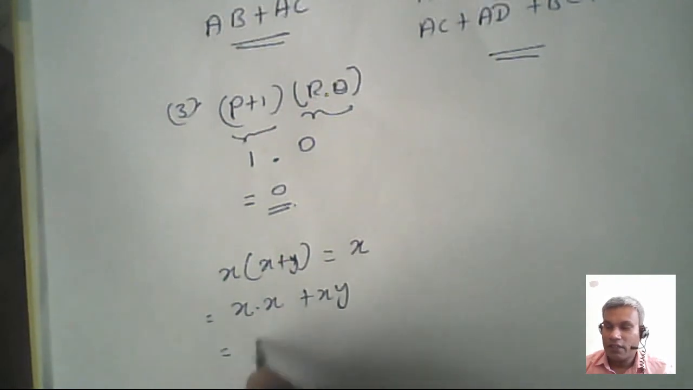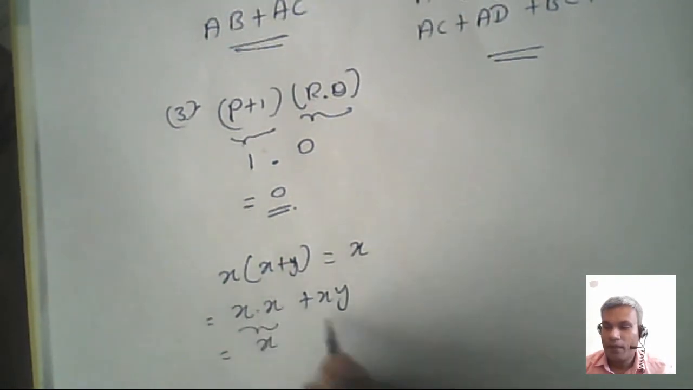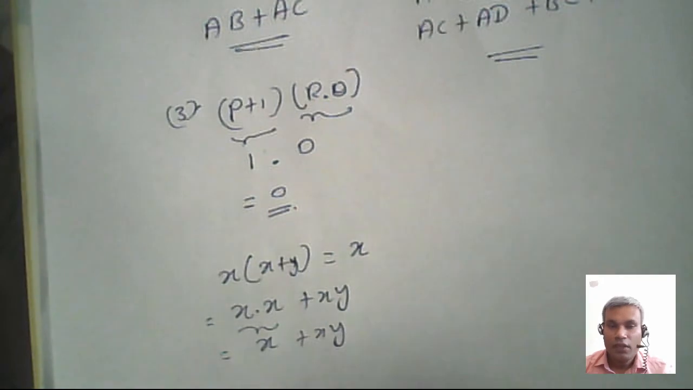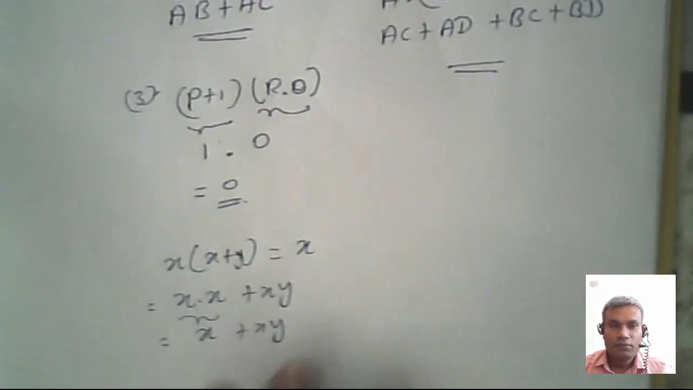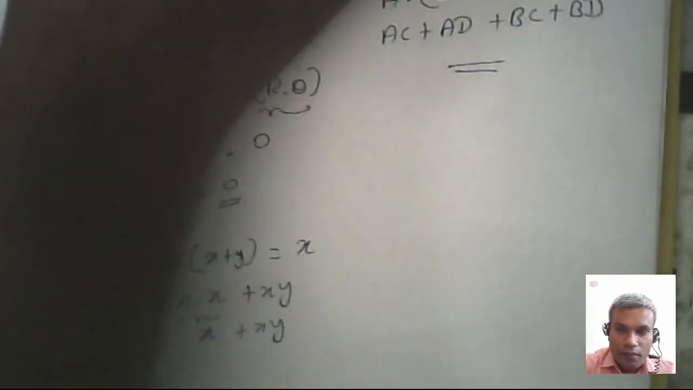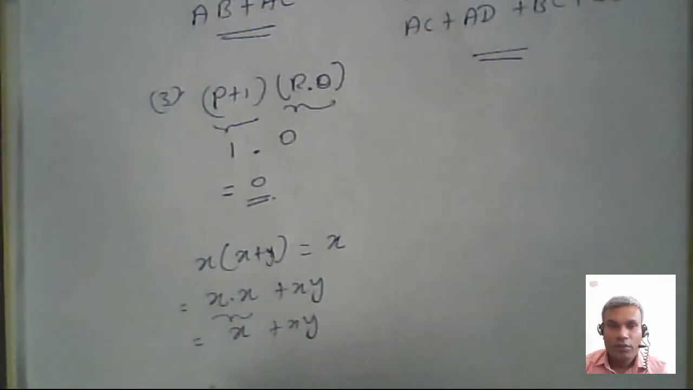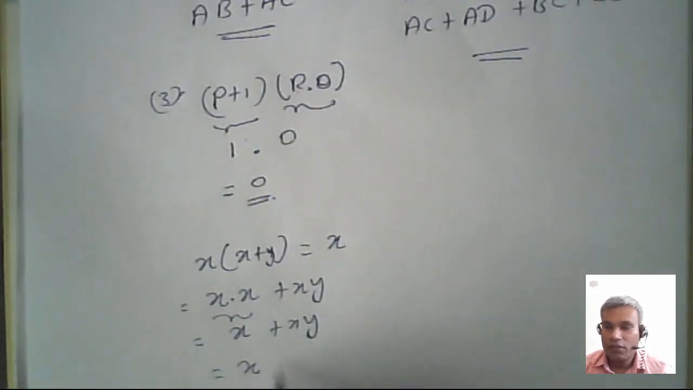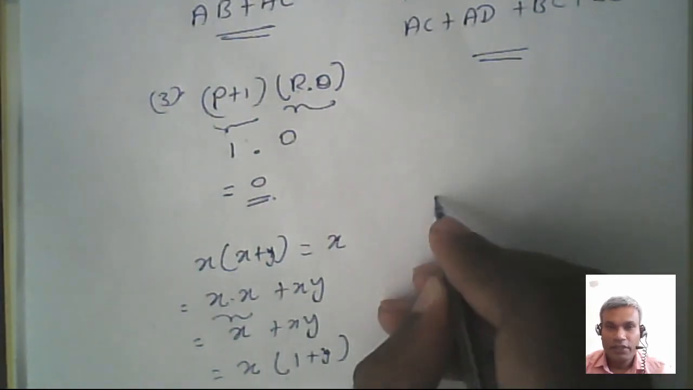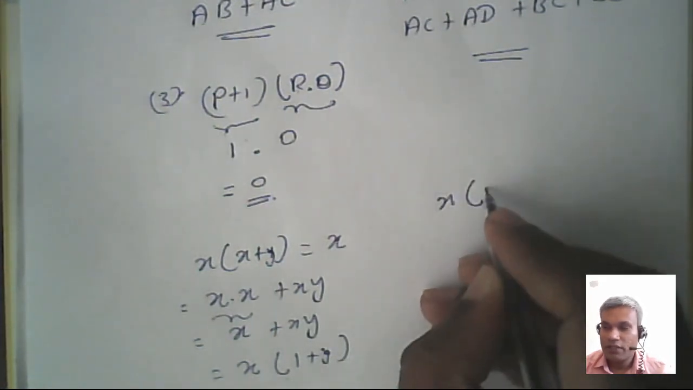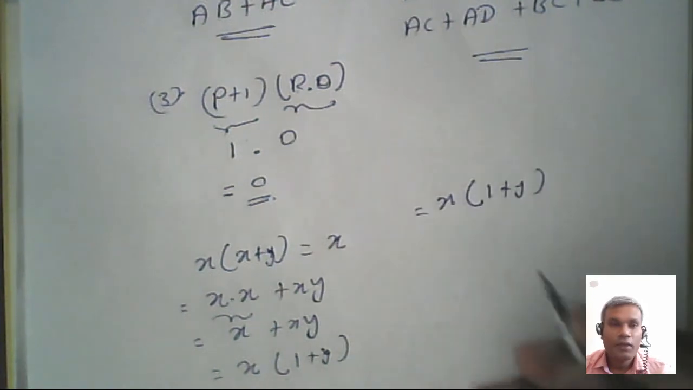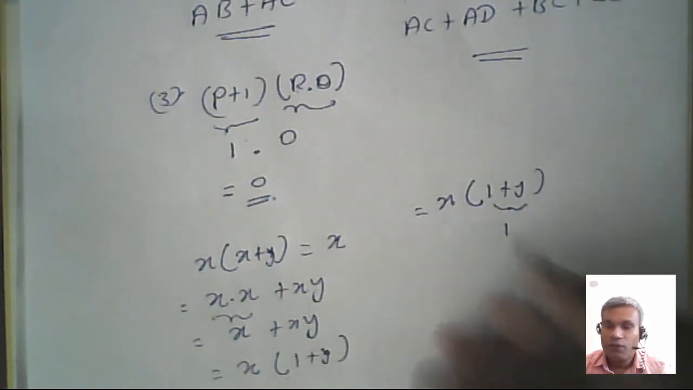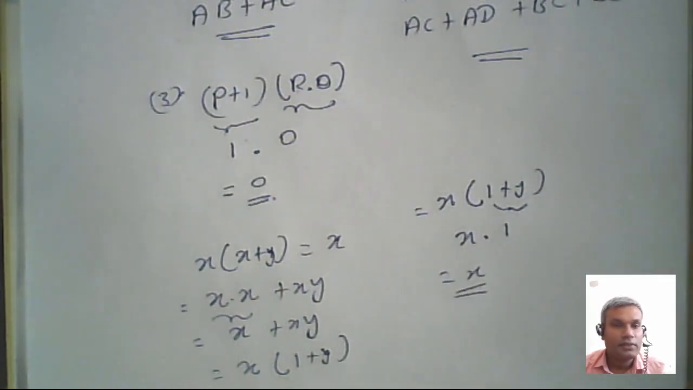And x dot x is actually x, and this is xy. Now you can take the common term out. You can take the x out. So you have 1 plus y. Now we know 1 plus y. So let me write it here. We have the x times 1 plus y. Now 1 plus y is 1. So we have x dot 1, which is x.